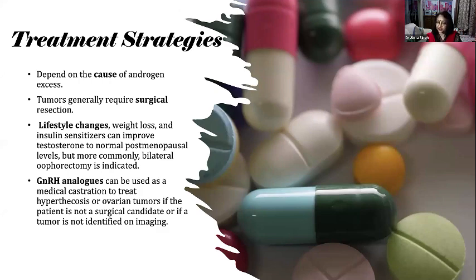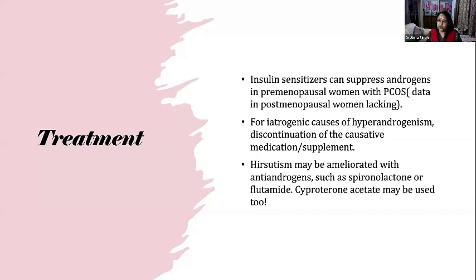Tumors generally require surgical resection, but other things which go along, especially in women who are obese, are lifestyle changes, weight loss, and insulin sensitizers like metformin. They can improve the testosterone to normal levels, but more commonly bilateral oophorectomy is indicated for the non-responders. The GnRH analogs can be used as a medical castration to treat hyperthecosis or ovarian tumors if the patient is not a surgical candidate or if a tumor is not identified on imaging. So insulin sensitizers can suppress the androgens, and iatrogenic causes of hyperandrogenism can be managed by discontinuation of the causative agent or medication, and it may be ameliorated with antiandrogens such as spironolactone, flutamide, even cyproterone acetate may help.